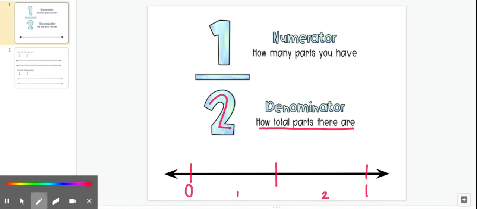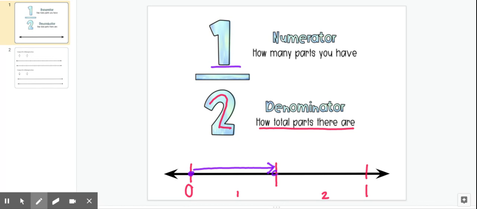Okay, now my numerator is going to tell me how far away from 0 I'm going to go. Well, I'm going to go 1 away from 0 because it's 1/2, and that's where I would place my point. So 1/2 is right there on a number line.